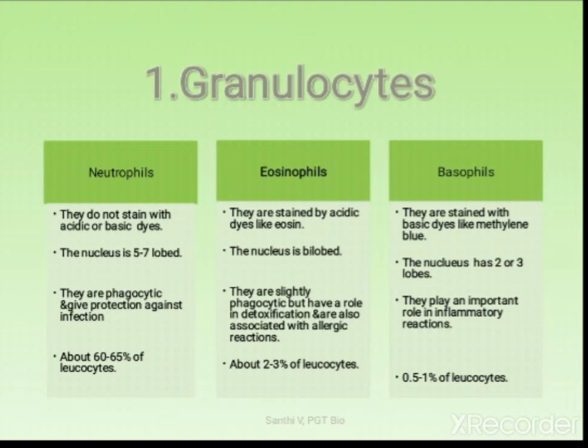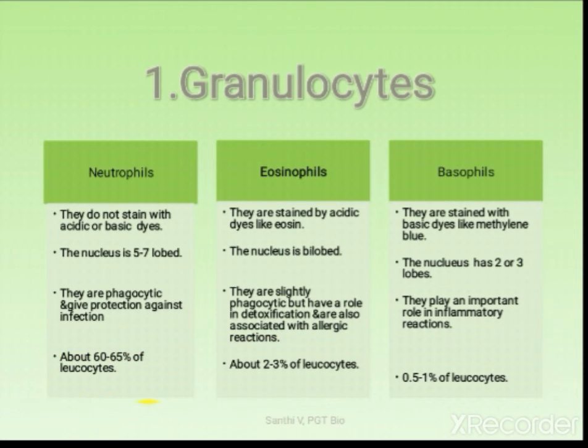The neutrophil nucleus is 5 to 7 lobed, so here it has 2 or 3 lobes. Neutrophils are phagocytic in nature and they give protection against infection. Eosinophils are slightly phagocytic, but mainly they are useful in detoxification and are also associated with allergic reactions. Basophils mainly show their function in inflammatory reactions and all.